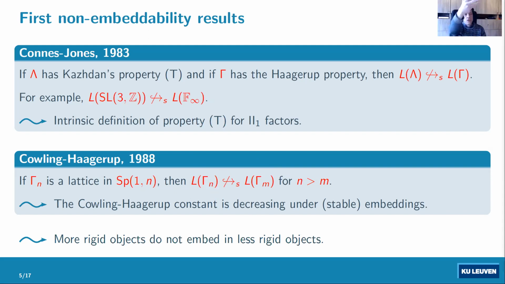Both of these, and actually also the amenable versus non-amenable one on the previous slide, are, I would say, qualitative results, where there is the general phenomenon that more rigid objects cannot be embedded in less rigid objects. But in a way, these are not very precise results. It's really based on properties, that things with certain properties cannot be embedded in things with less rigid properties.